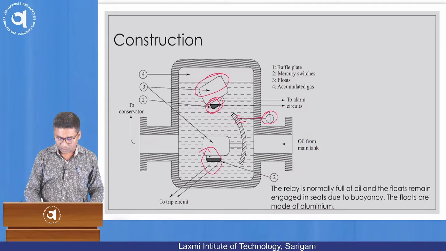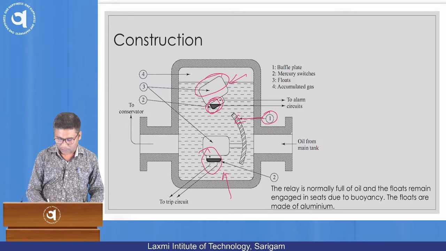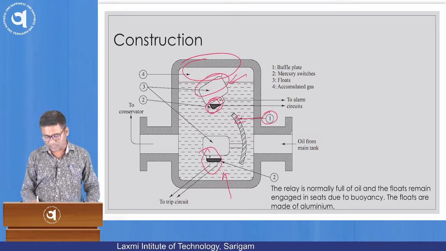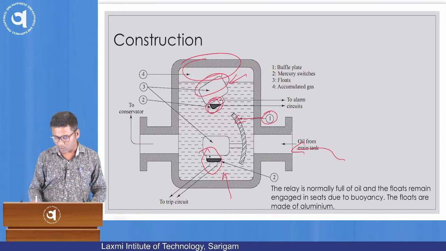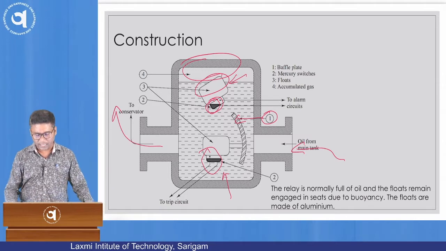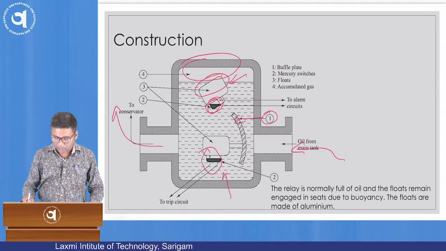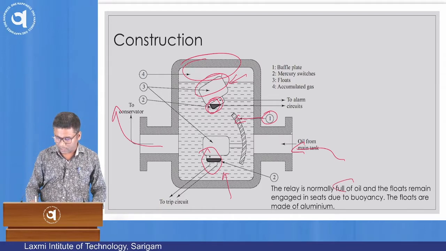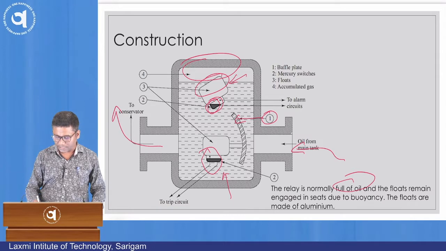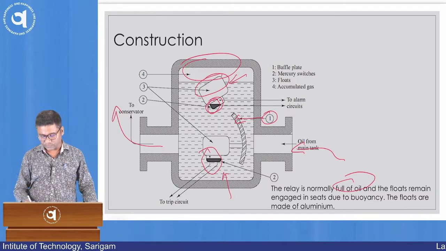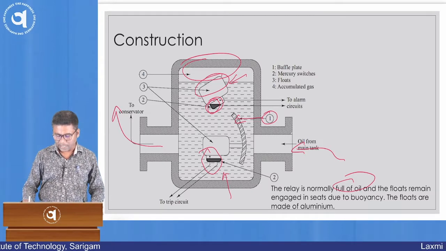Now, this is an upper switch, this is a bottom switch, and this particular part 4 is where gas is accumulated. The oil from the main tank comes through this path, and via this part it goes to the conservator tank. As the relay is normally full of oil, the floats are generally seated due to buoyancy, and the floats are made of aluminum material.